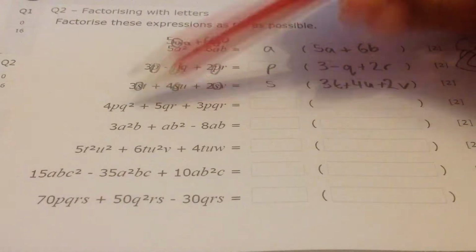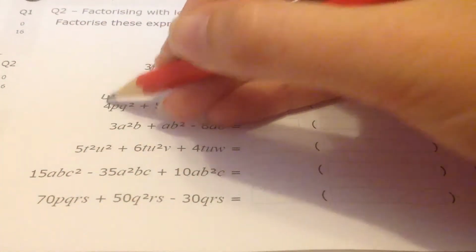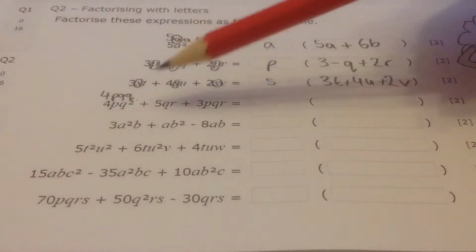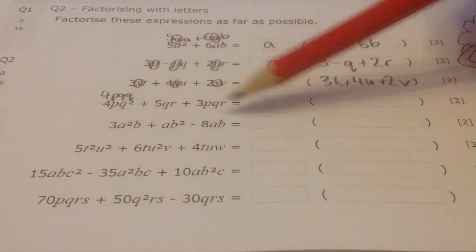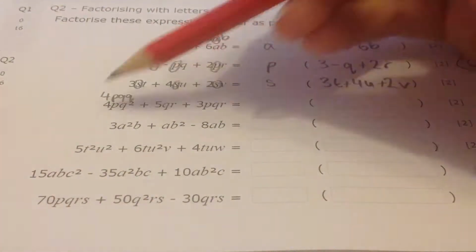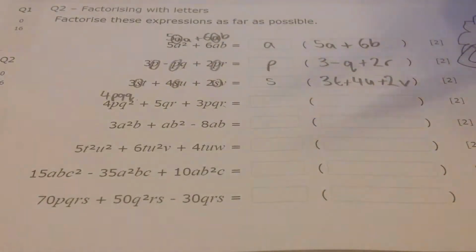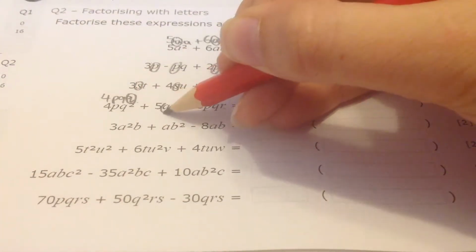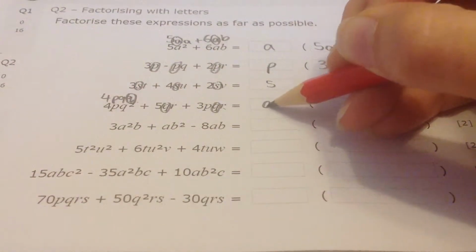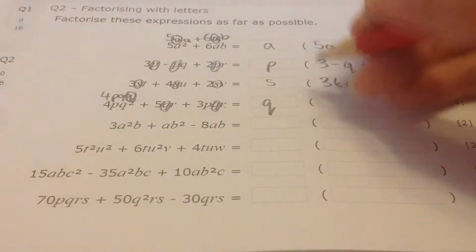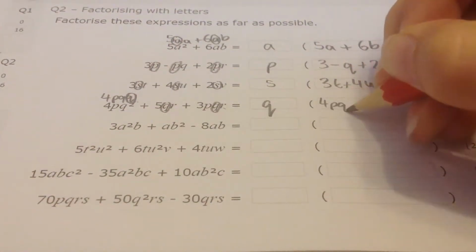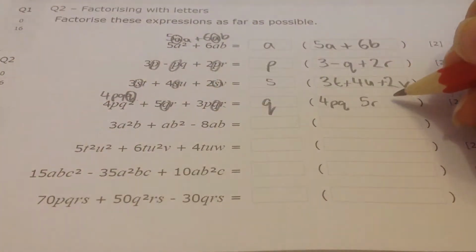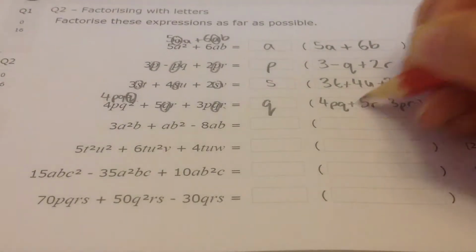We've got another squared here, so let's write that as QQ. 4pqq. Now we can see that all three of our terms have got q in. Now these two have got p in and those two have got r in, but because they don't all share it, we can't use it, only if they all share it. So they all have at least one q. So that q is going to go out the front. Then we've got 4pq remaining here, 5r remaining there, and 3pr remaining there. Both of those are plus.